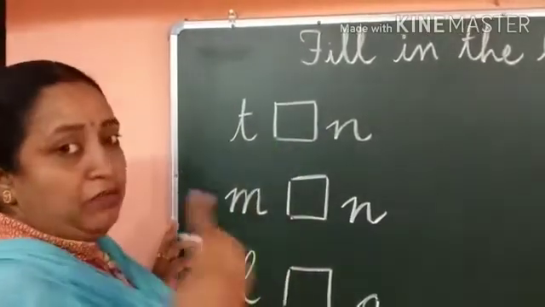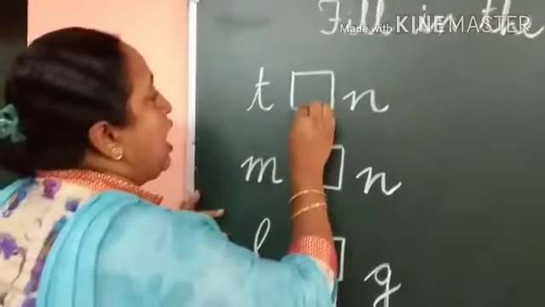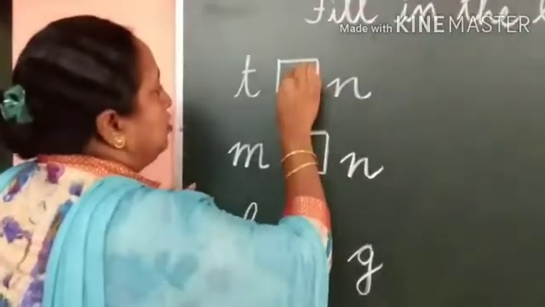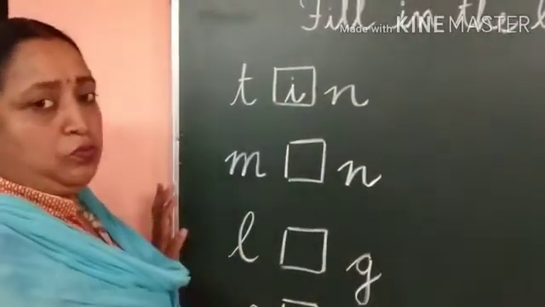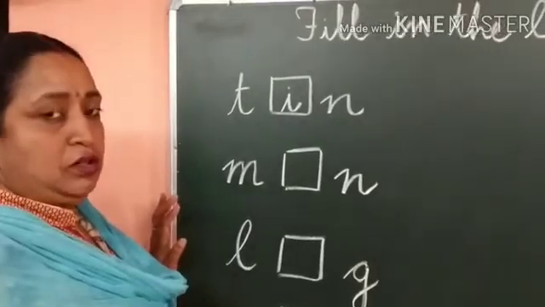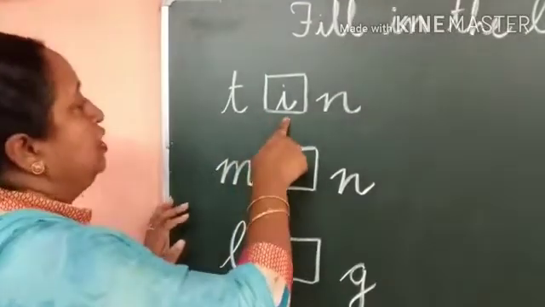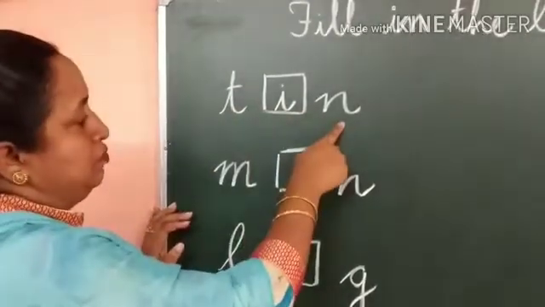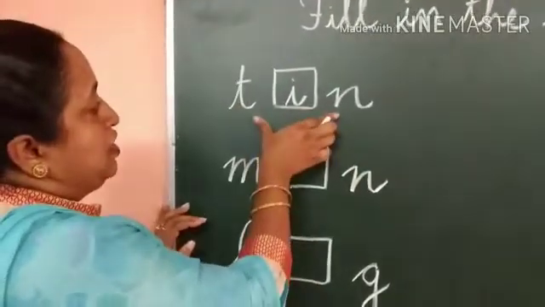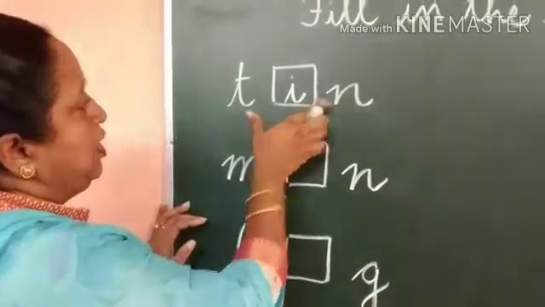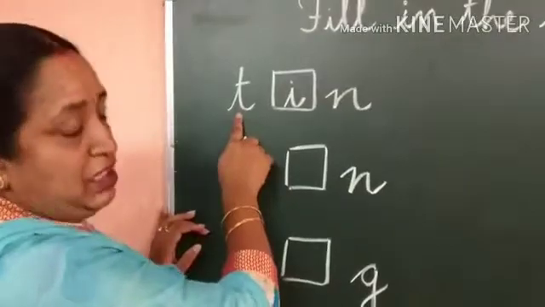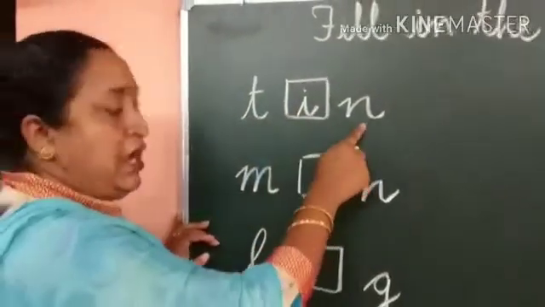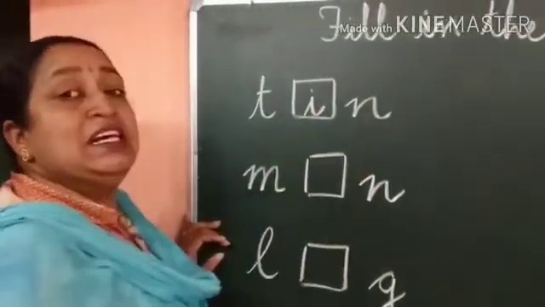Now, I have to put in such a letter here so that it becomes a word. Here I will be putting I. You can put any other letter over there. Okay, here I have put I. Now what does this become? If I say the full spelling, it will become T-I-N. This becomes tin.